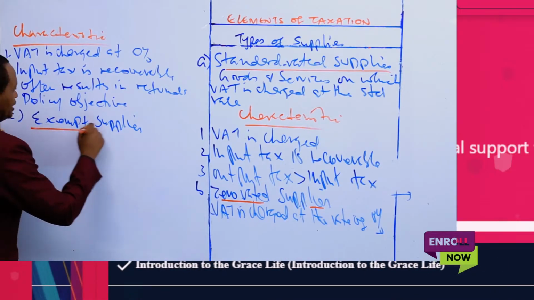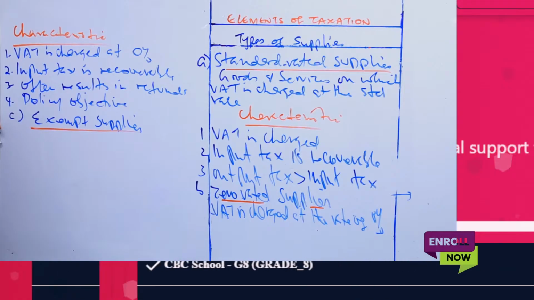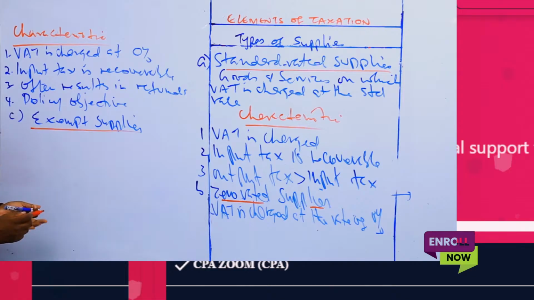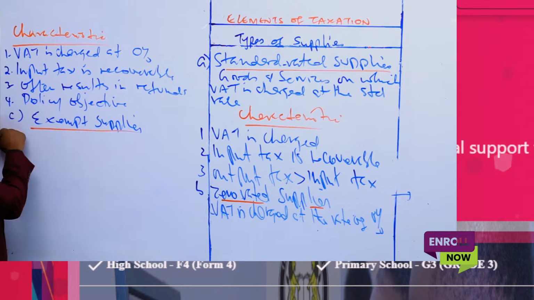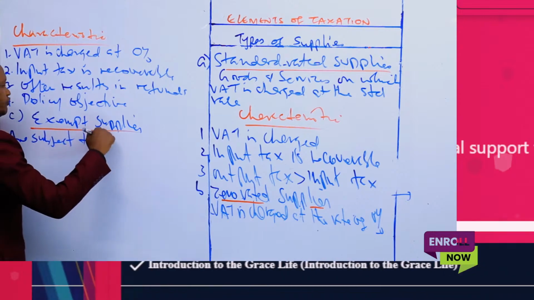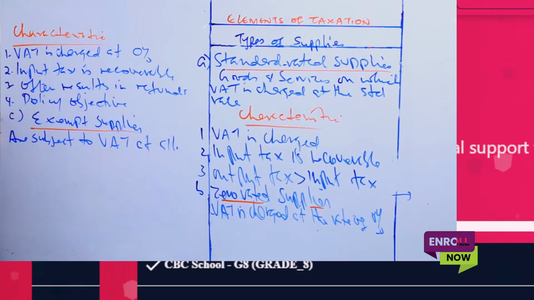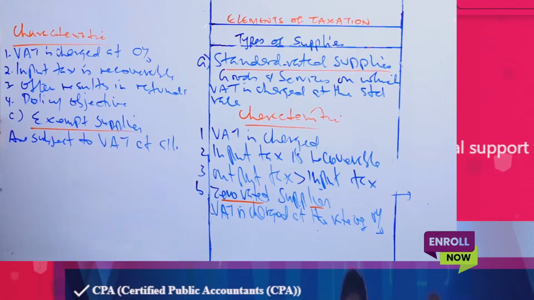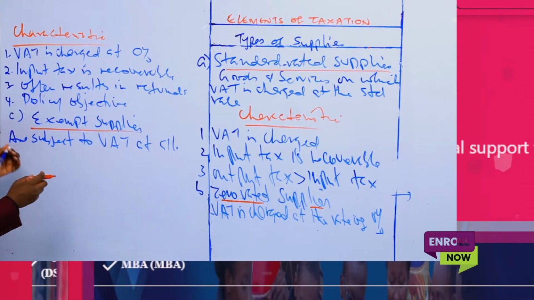Now, what are these exempt supplies? These are goods and services that are not subject to VAT at all. They are outside the scope of VAT and no VAT is charged on their supply. What are the characteristics?